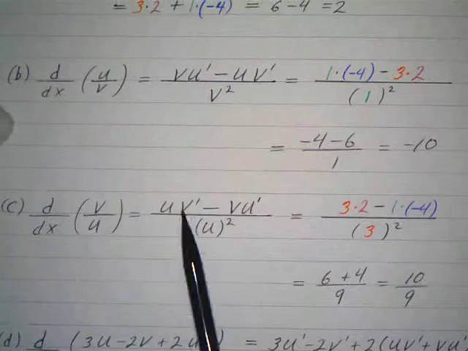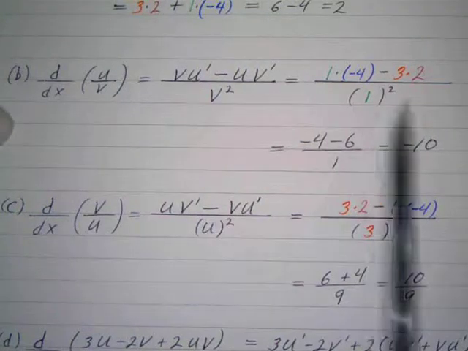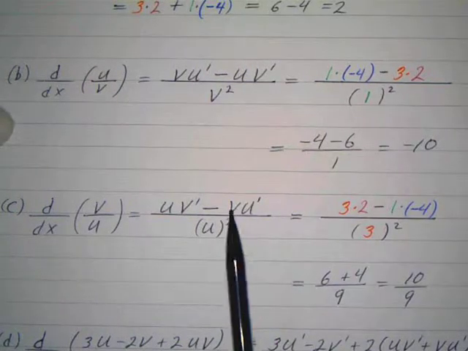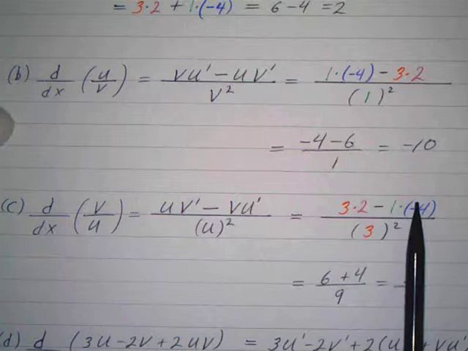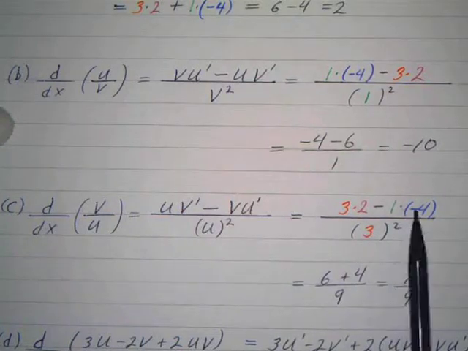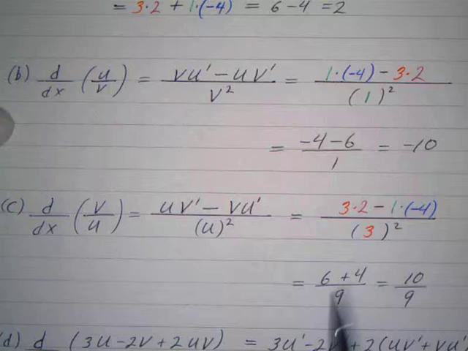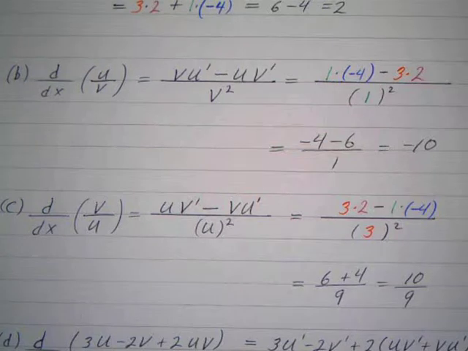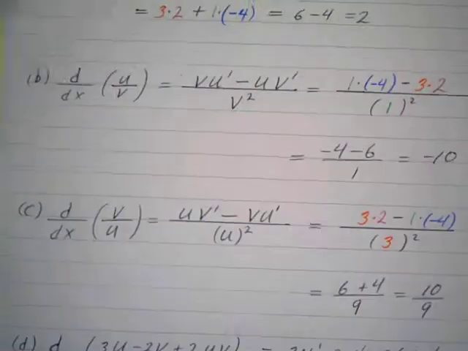And then again, we have our u v prime, which was over here, so that was going to be 3 times 2. v u prime, which was negative 4, and then u is 3 squared. Then we have 6, and a negative times a negative is positive 4. 6 plus 4 is 10, divided by 9 is 10 over 9. So that saved you a little bit of work if you got some group problems like this.